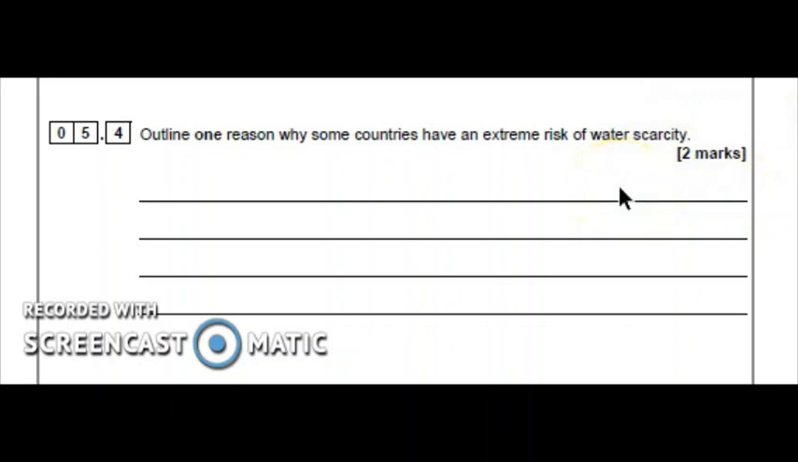So you could say, particularly looking at the map, a lot of these countries are in the northern parts of Africa. So you could say some countries are particularly hot, so if there is any water, it'll be quickly evaporated. You could say that these countries are particularly dry and receive very, very little rainfall. Potentially you could develop that point and give a brief reason why that is.